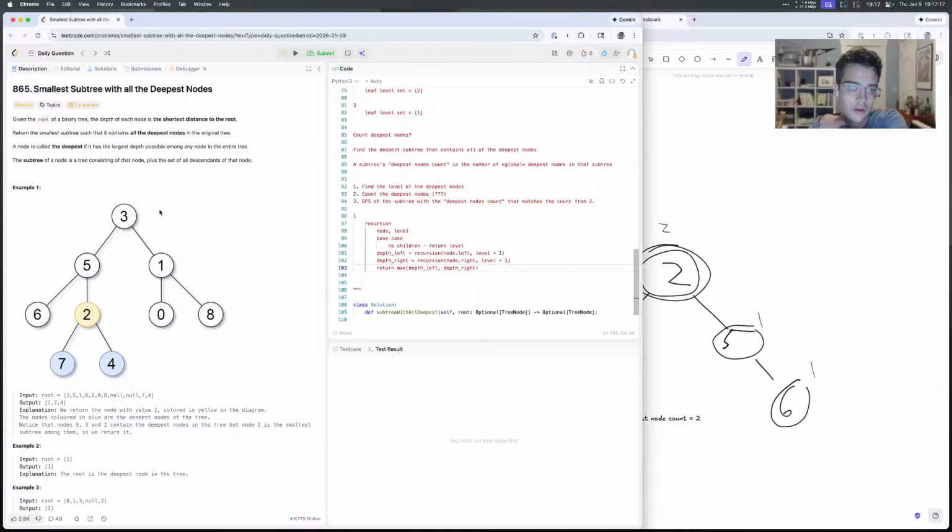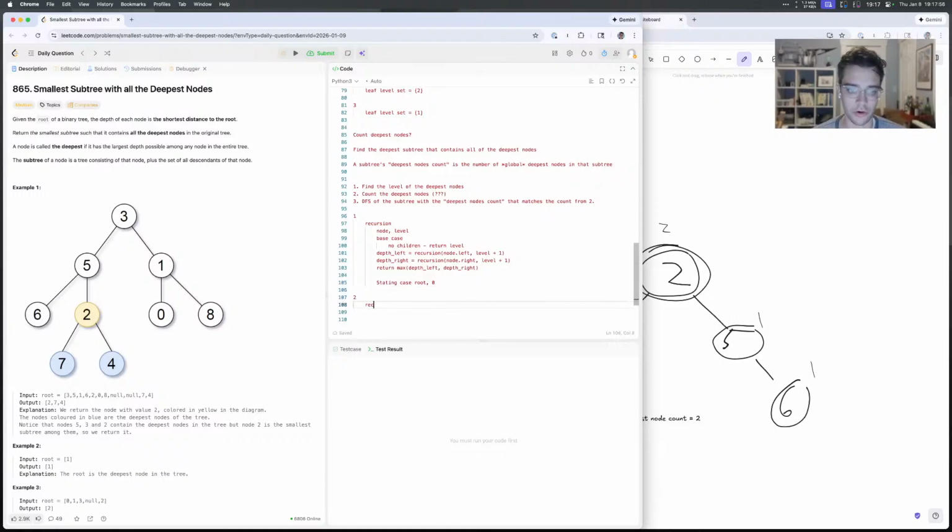So let me just see. The starting case is root, level 0. I'll go: level equals 1 here, level equals 2 here. Left is 2, level equals 2 here, level equals 3 here, level equals 3 here. Left and right depth: 2 and 3, max is 3. So this side is 3. Okay, I think this works.